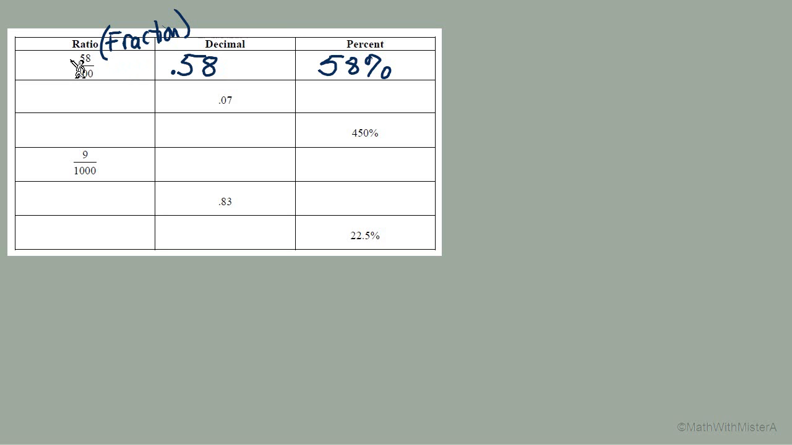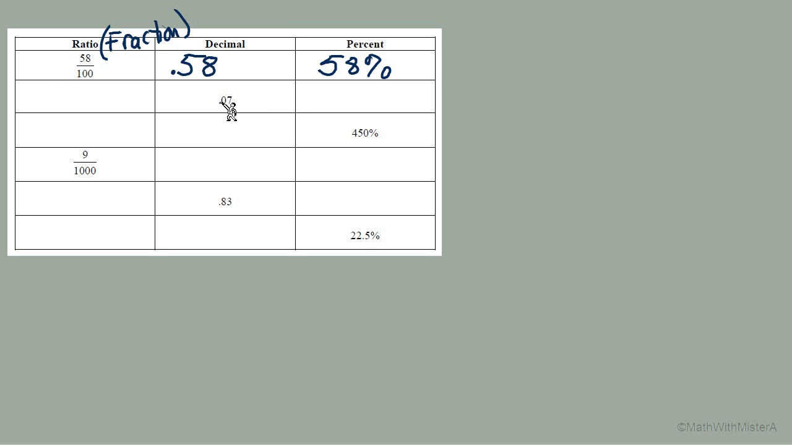And if you are good with place values, this is 58 hundredths. So we're looking to put a 58, so the 8 is in the hundredths place. Tenths, hundredths, 58 hundredths. A few different ways we could come up with our answers there. Let's go to our next one.